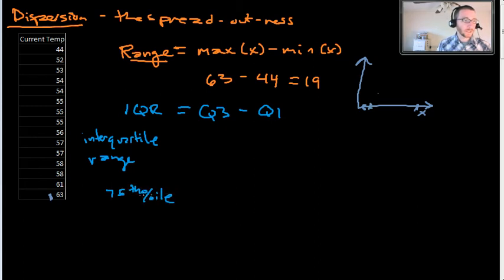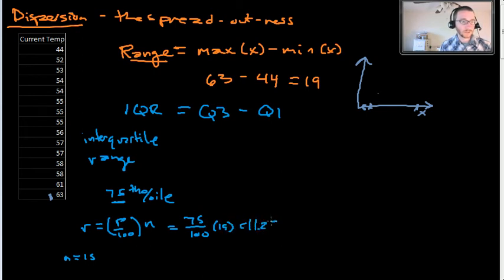For the 75th percentile for this data, to find that, we need to find the rank of the percentile first, and R is equal to P over 100 times N, where P is this number, and N is our number of observations. So 1, 2, 3, 4, 5, 6, 7, 8, 9, 10, 11, 12, 13, 14, 15. If N equals 15 and P equals 75, then this is going to be 75 over 100 times 15, which is 11.25. It's 3/4 times 15, which is 45 divided by 4, which is 11.25.